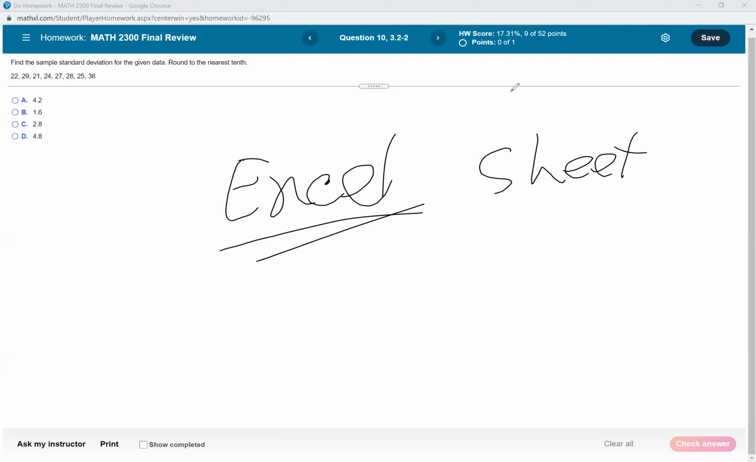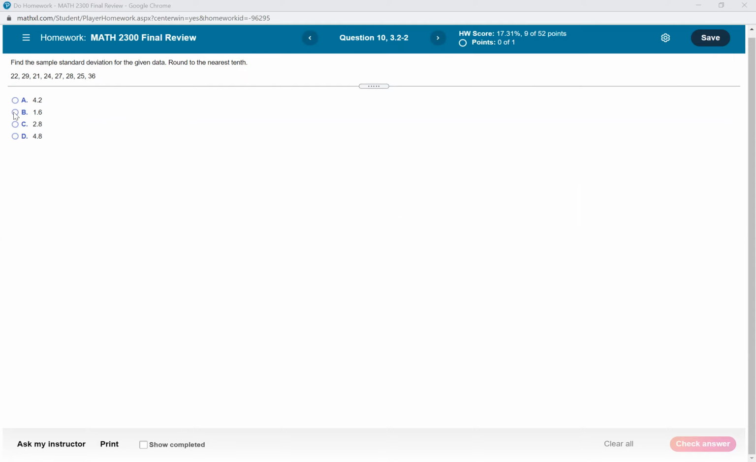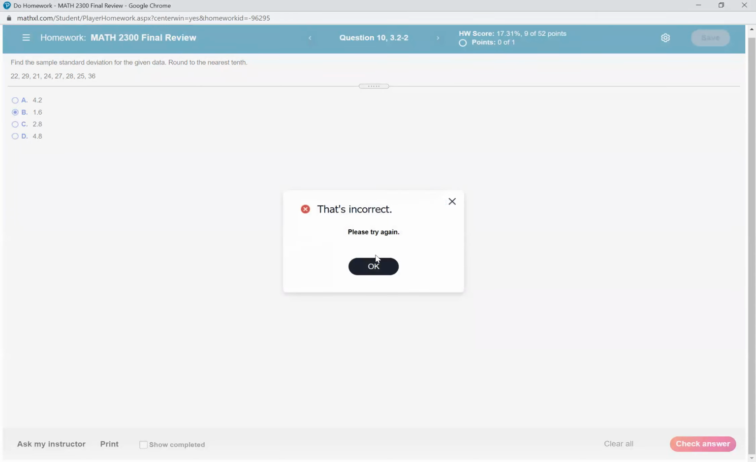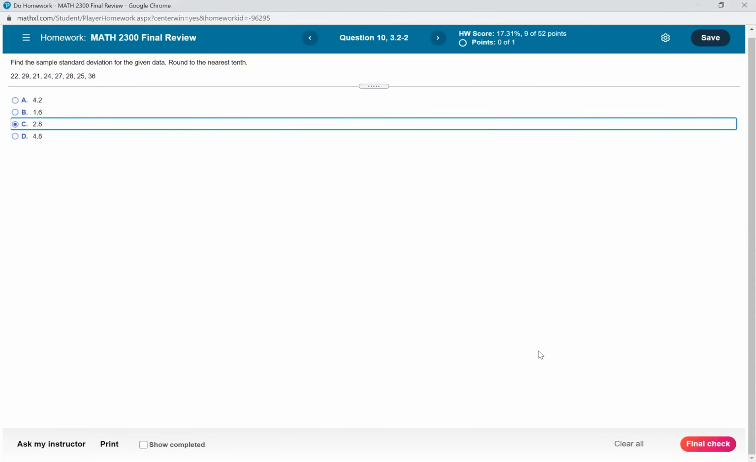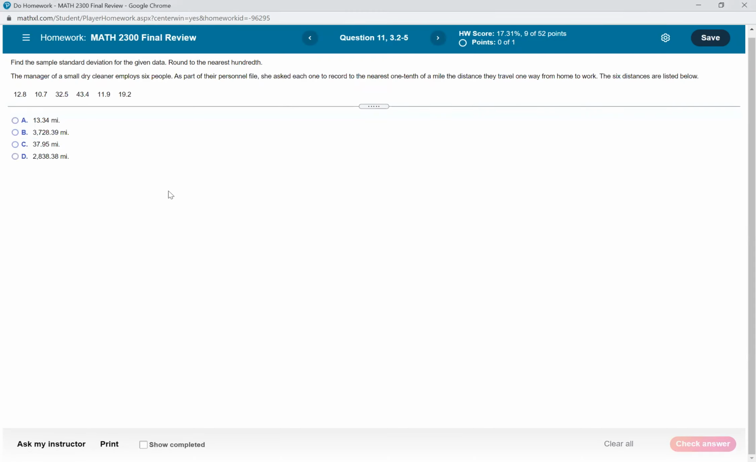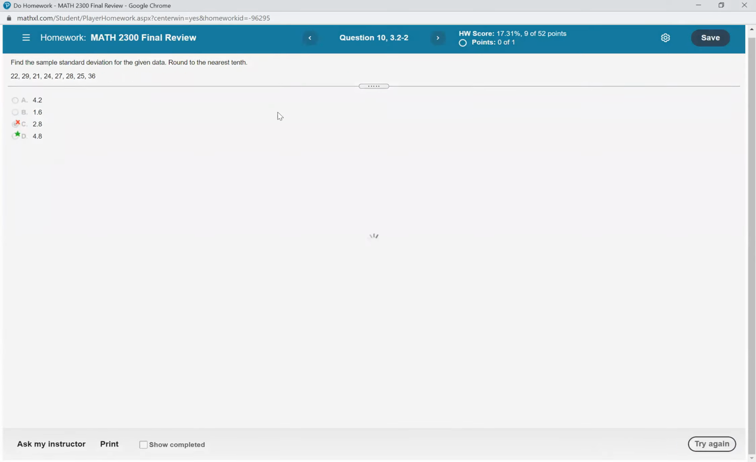Okay, so now we have to find the standard deviation. I'm not going to calculate this. Let me check which one is correct. No, this is not correct. Okay, the correct answer is 4.8.